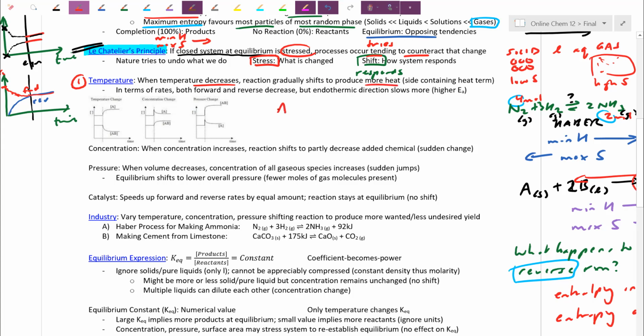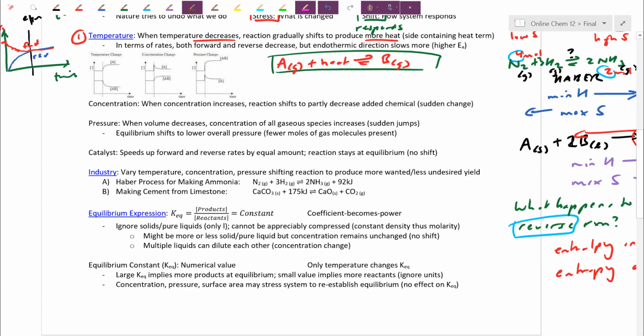So let's say A as a gas plus heat is in equilibrium with B. You have to remember that all the chemicals in this system are sort of stuck in this box. When you cool down the box, you cool down all the particles, everything cools down. So A slows down, B cools down. You can think of heat as a chemical, just for convenience here. The heat term is going to go down.